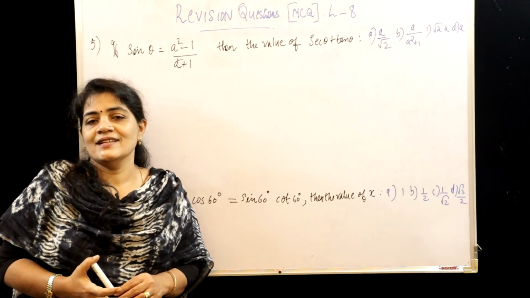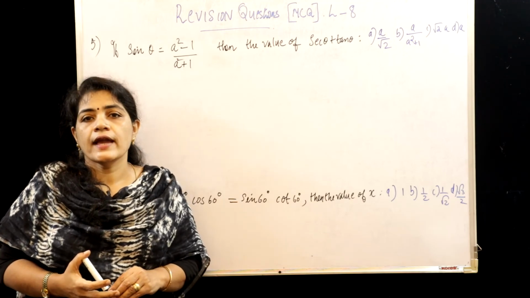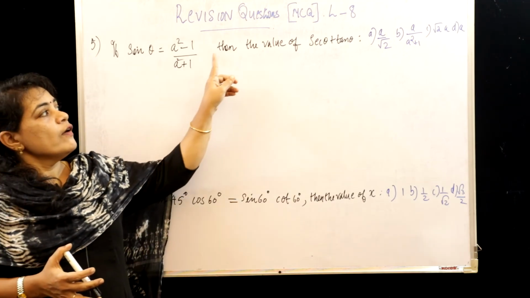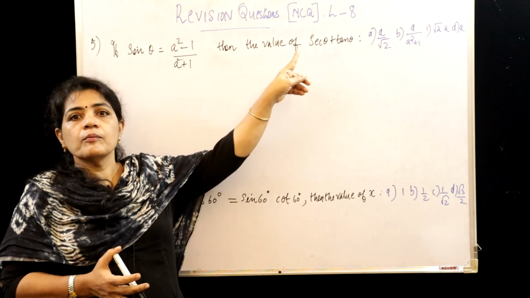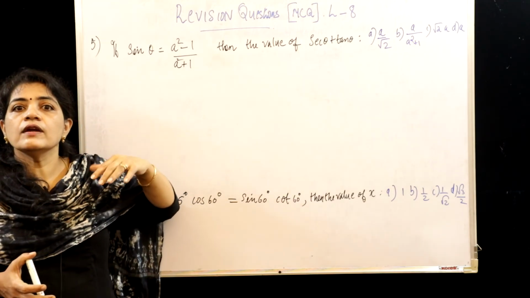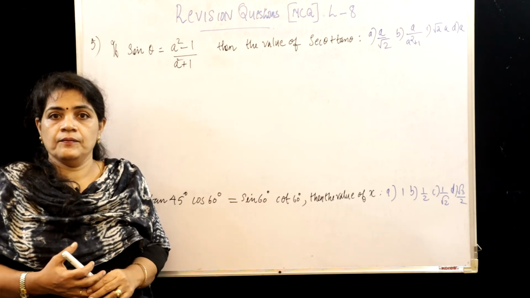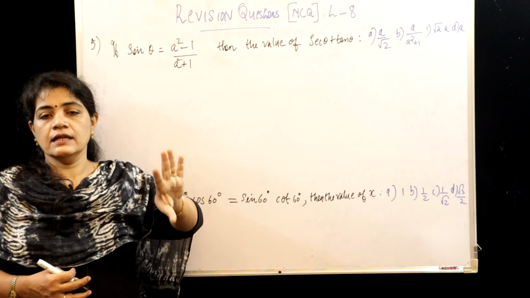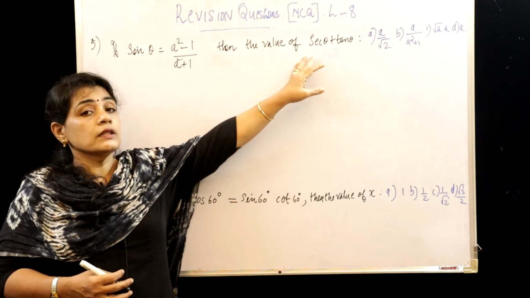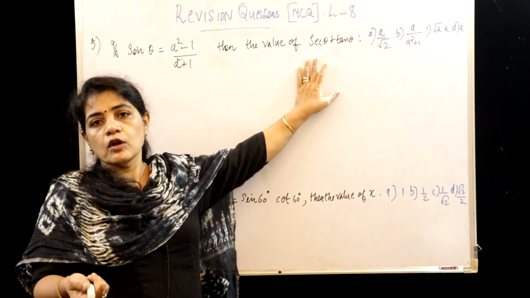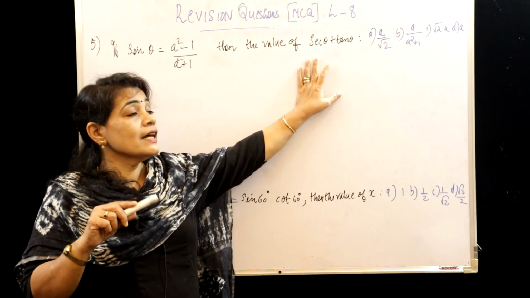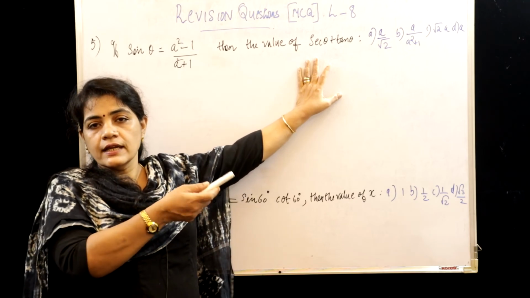Now the fifth question, if sec theta equal to a square minus 1 by a square plus 1, then find the value of sec theta plus tan theta. We have been given the value of sec theta and we have to find out sec theta and tan theta. Sec theta is the reciprocal of cos theta, that means adjacent side by hypotenuse. If you know the adjacent side, you can easily get it.